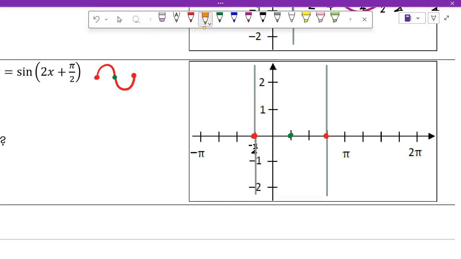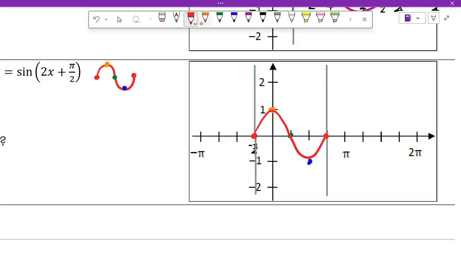Now let's find our maximum right up here. It's going to be halfway in between those two intercepts. We have an amplitude of 1, so I'm going up to 1. Then we have a minimum right here, halfway in between these two intercepts, so it's going to be right here at -1. So I can see one cycle of my graph going just like that.